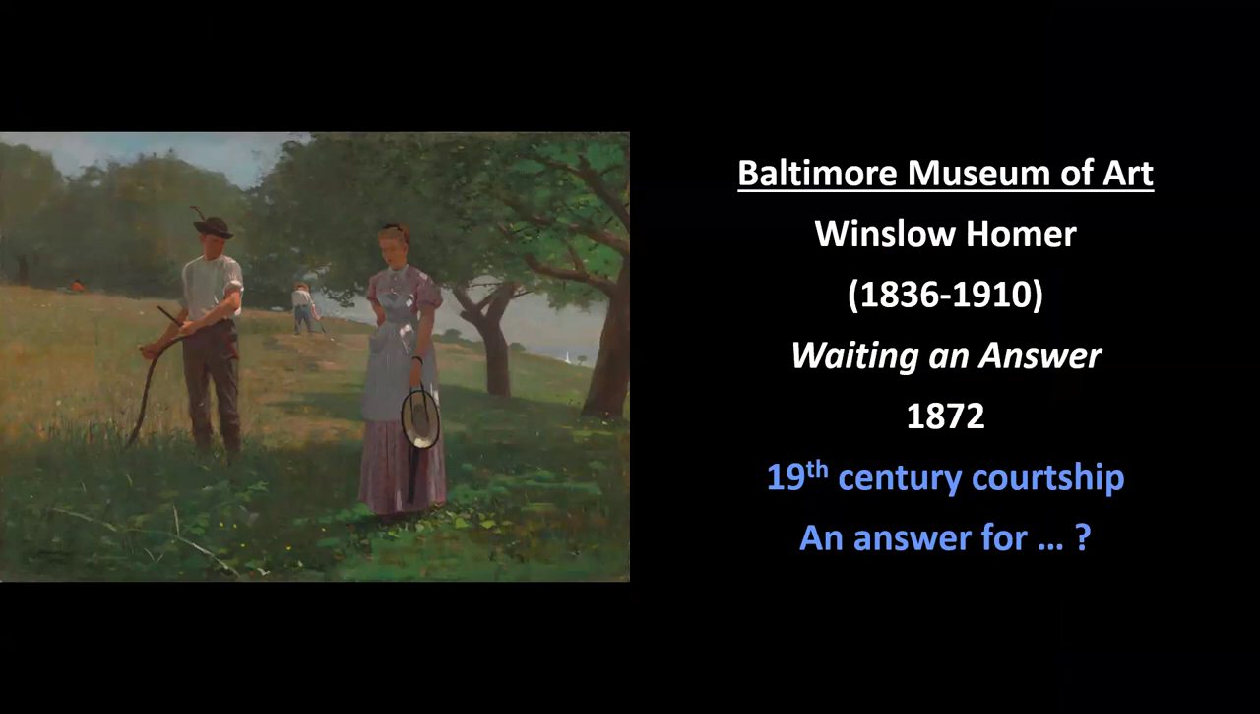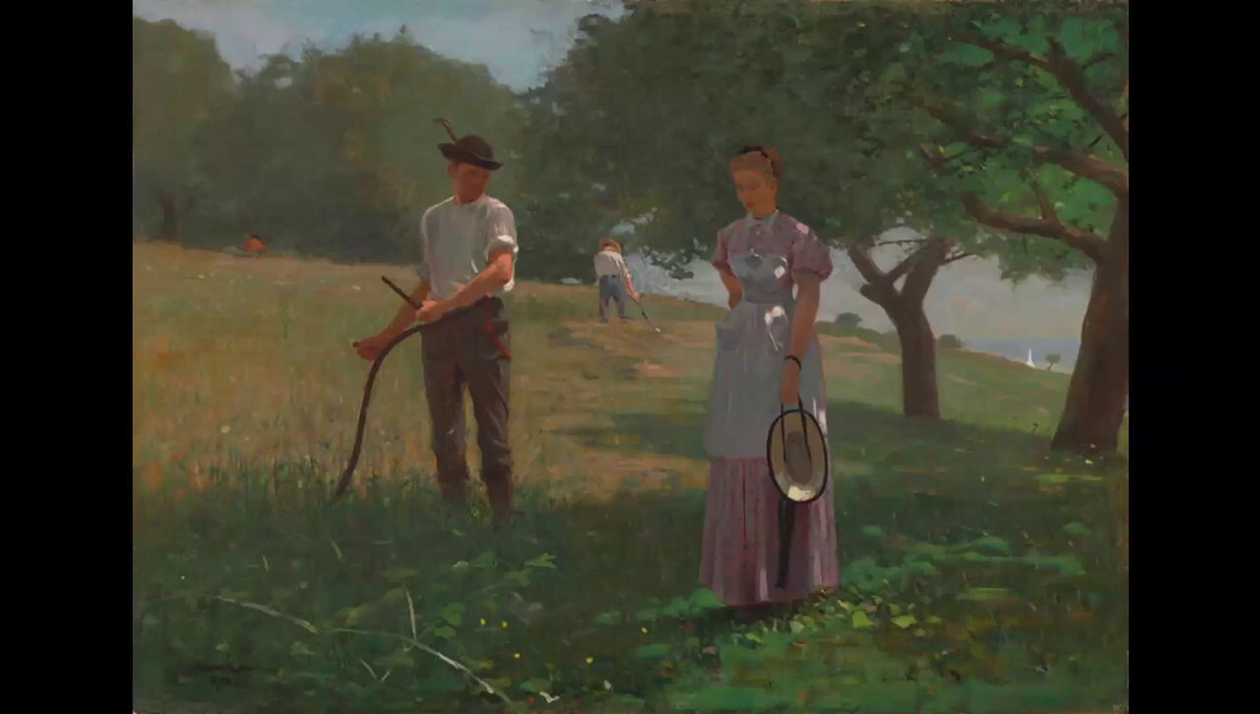Waiting an answer for what? We don't know. So maybe it's like some kind of 19th century courtship thing. So here's a guy, he's also got this kind of similar type farm implement. And then there's a woman standing there looking down. And this looks like a pretty tense scene here. So I don't know. What do you think's going on here, Patty?